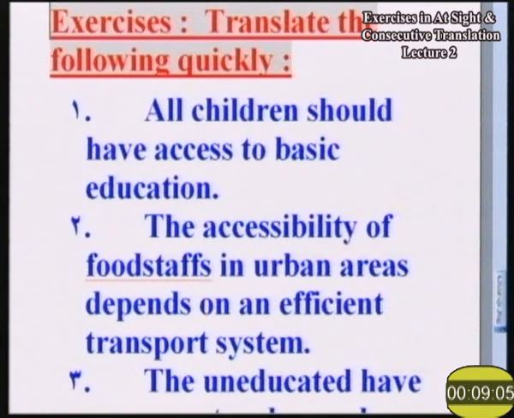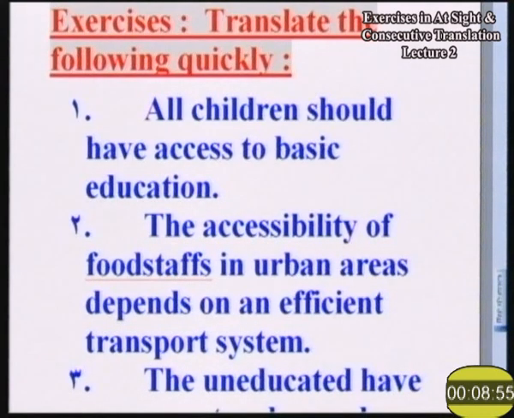Okay, all children should have access to basic education. Now which sense do you think is this one in the very first sentence? Okay, yes, it's sense number 3, which is the original meaning of the word, which is to have access to. It means to be given a chance to do something or to make use of or to be granted a right to do something. Okay, now this sentence could be translated in the following ways.